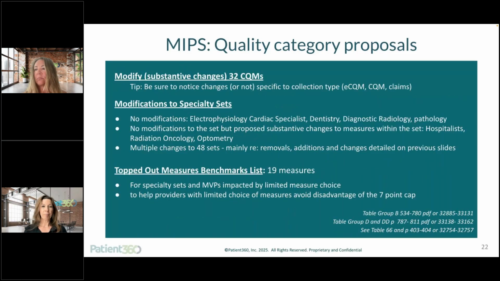On the next slide, CMS also proposes to make substantive changes to 32 of the clinical quality measures. And as Amanda said, we have in the lower right-hand corner of each slide, at least some of the page numbers that you can go to for a quick reference and see all of this stuff in its glorious detail. So we urge you to take a look at that. The changes are basically reflective of routine updates and a whole hodgepodge of things. Just a tip to make sure you notice whether the changes were specific to a certain collection type or not.